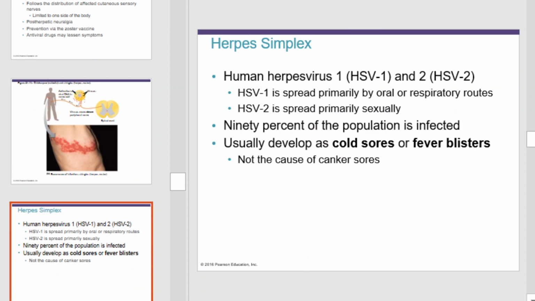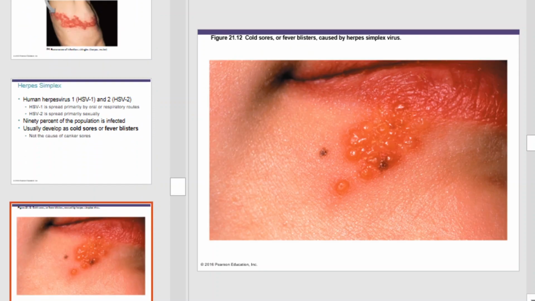Herpes simplex. Herpes simplex 1 and 2. Herpes simplex 1 is spread primarily by oral or respiratory routes. Herpes 2 is spread primarily sexually. 90% of the population is infected with some form of herpes virus. Usually, when infected with the herpes virus, what we see outwardly as symptoms are cold sores or fever blisters. Herpes virus is not the cause of canker sores. This is what cold sores or fever blisters look like.